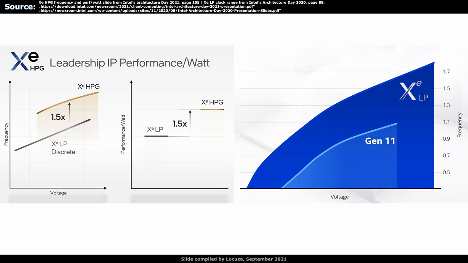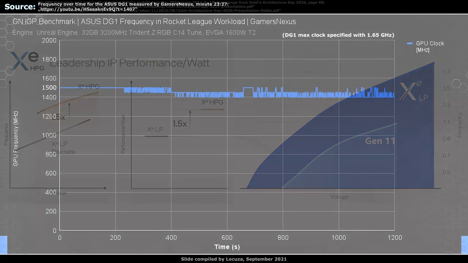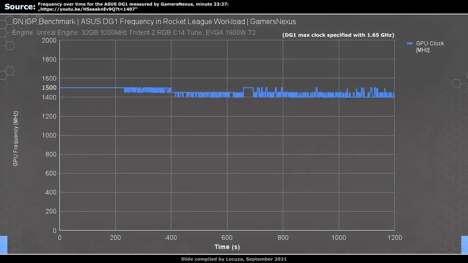For the low power predecessor, Intel claimed a frequency range of up to 1.7 or even 1.8 GHz. 50% on top of that would result in 2.6 or 2.7 GHz. That would be a very high frequency. Xe LP under DG1 was specified with a clock speed of up to 1.65 GHz, but the passively cooled ASUS model only ran at 1.5 GHz under Rocket League and throttled down to 1.4 GHz when reaching a higher temperature. Although DG2 will be air-cooled, it may be more realistic to take this as a baseline for clock speeds rather than an unspecified voltage range from Intel.